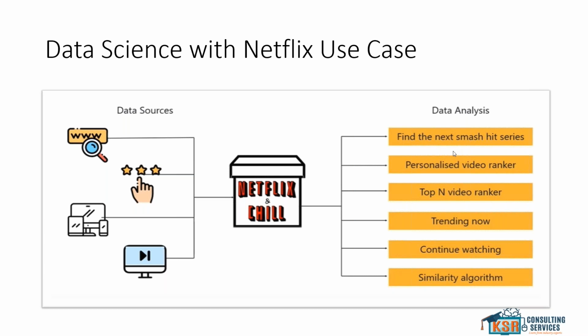Personalized video ranker. So they give ratings, a kind of rank. They suggest 3 rating movies, 2 rating web series, 5 rating web series, and so on. Top 1 video: what are the videos you watched? And they also have trending: what is trending now?